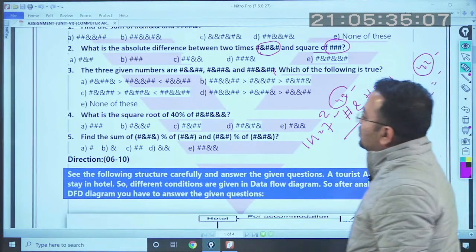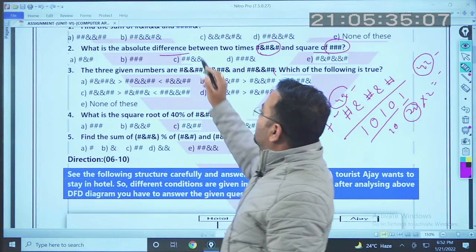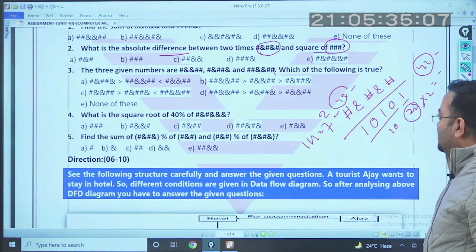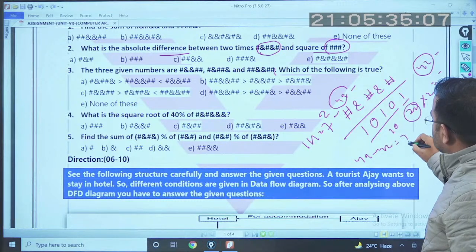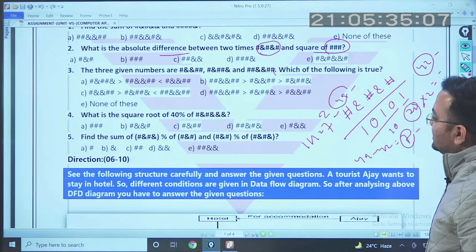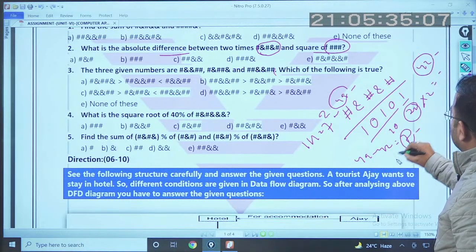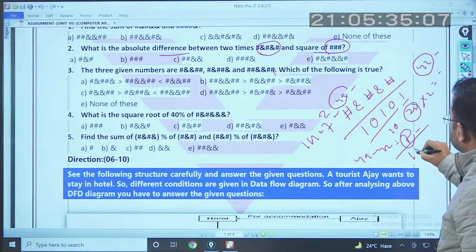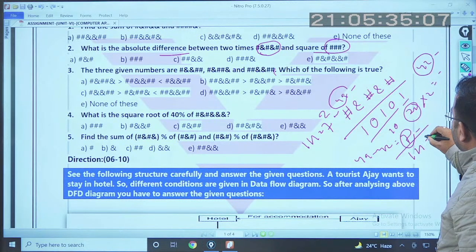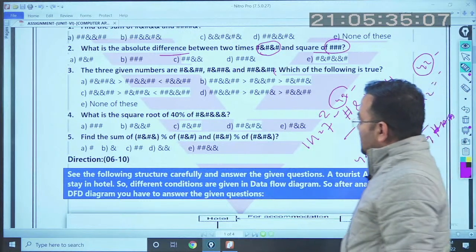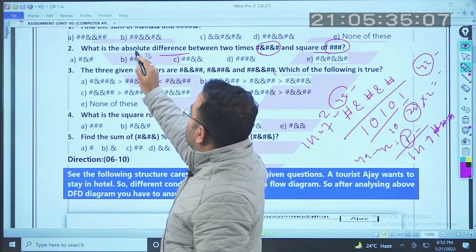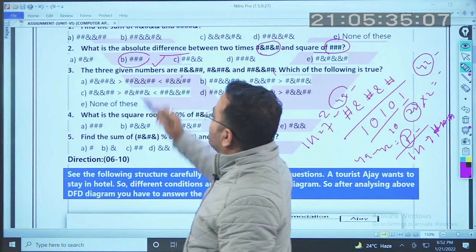So, what is the question? The question asks for the absolute difference. Absolute difference is always a positive value. So, 49 minus 42. What is the answer? 7. If it is 7, then the answer has been given in symbol form, so finally we have to convert it into binary form. This is triple 1. If it is triple 1, what is the symbol? Triple hash. Let us check. Yes, answer B is correct because triple hash is given.